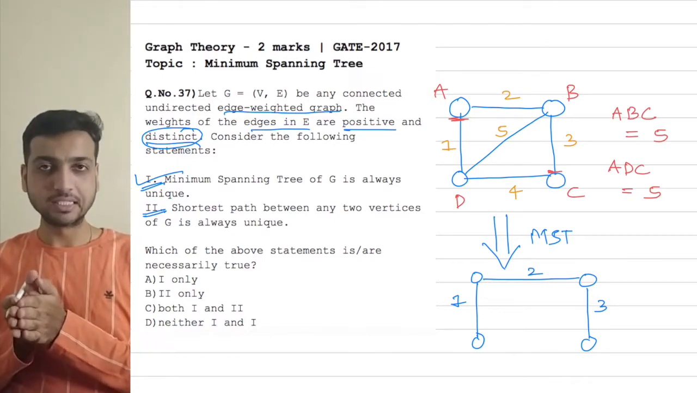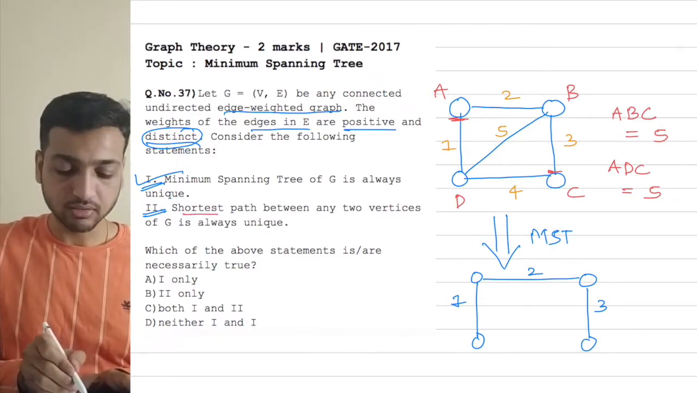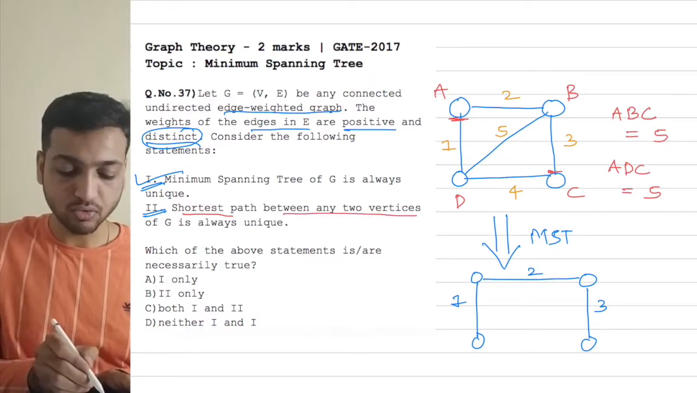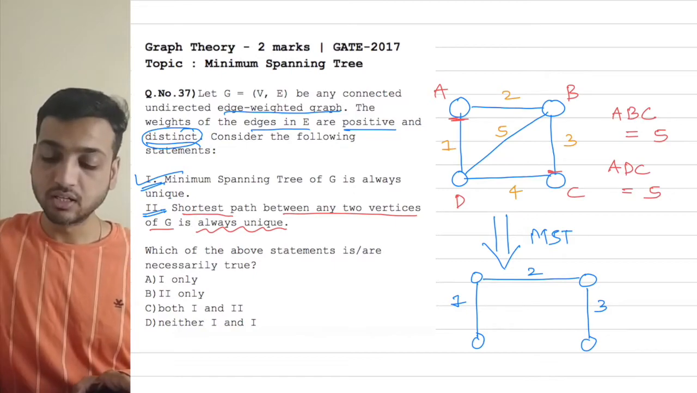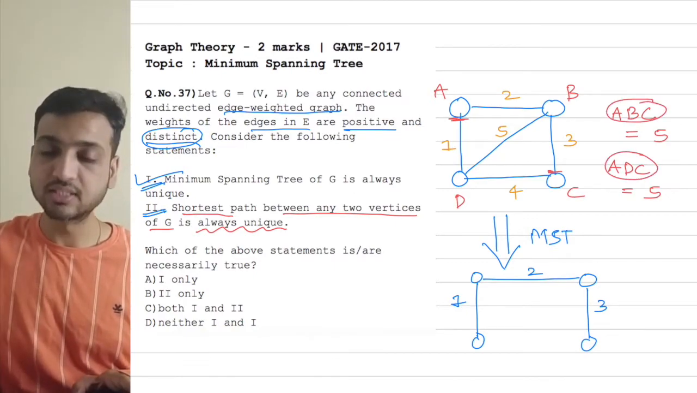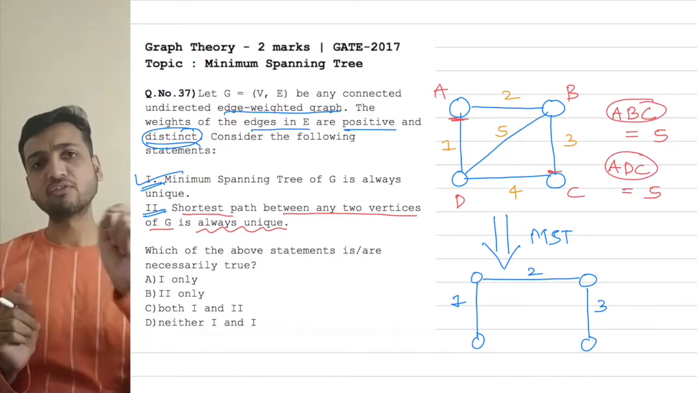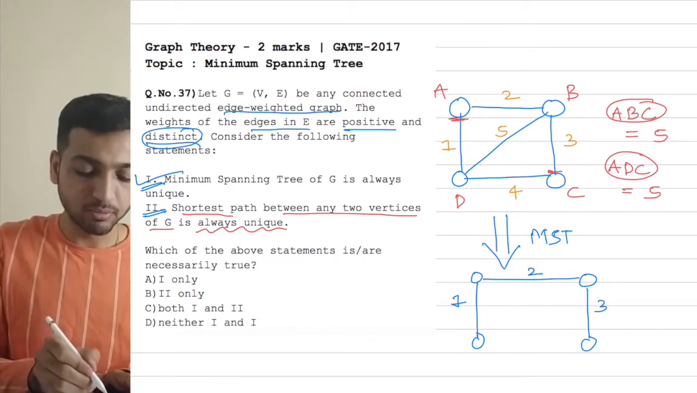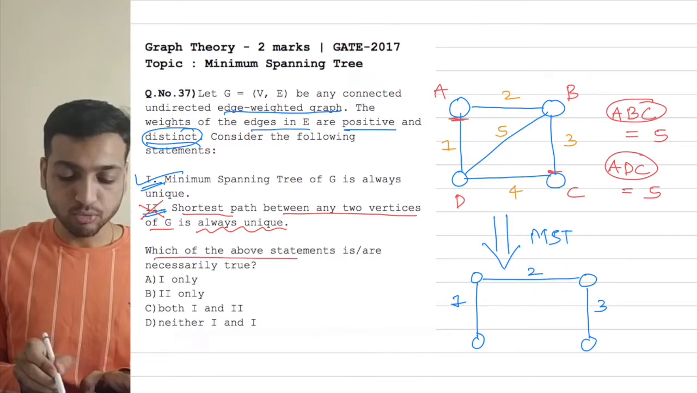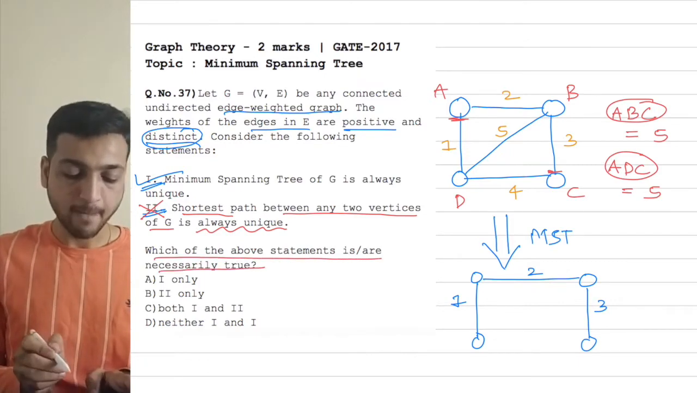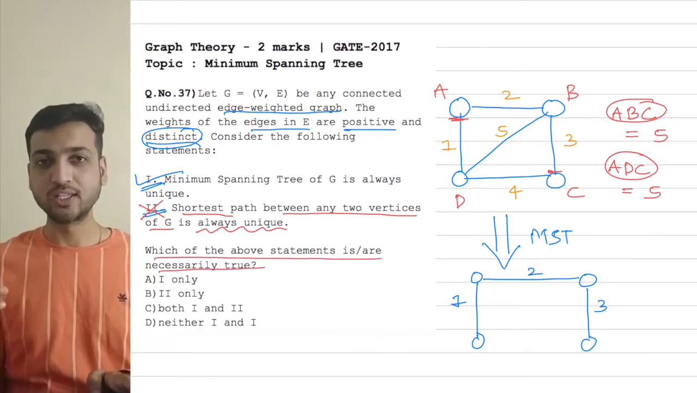So as you have seen here, the claim that the shortest path between any 2 vertices of G is always unique is false. It is not unique. Here we have seen we have 2 different paths, ABC and ADC, to travel from A to C. So statement number 2 is clearly false. So now which of the above statements are necessarily true? So option A, 1 only, is our right answer.